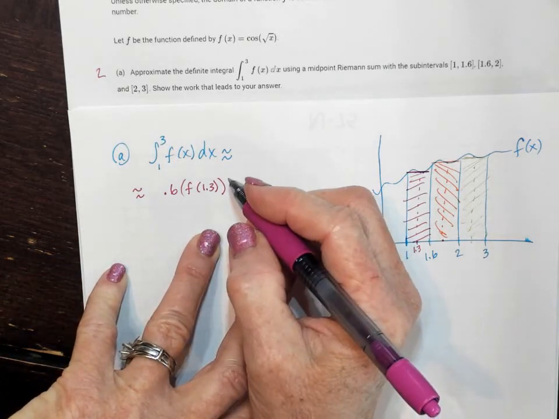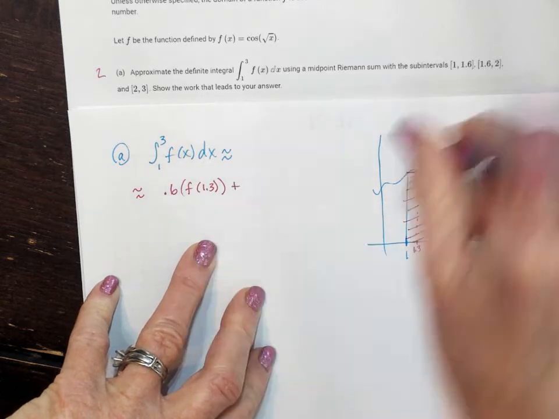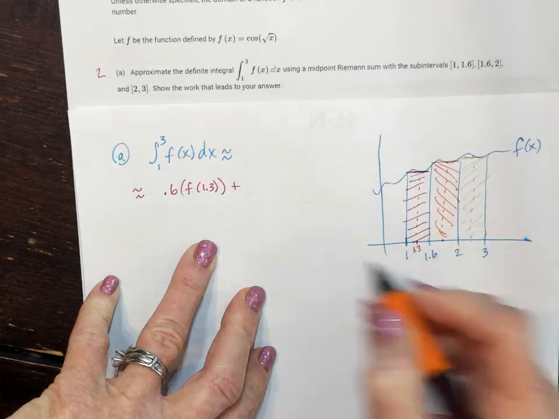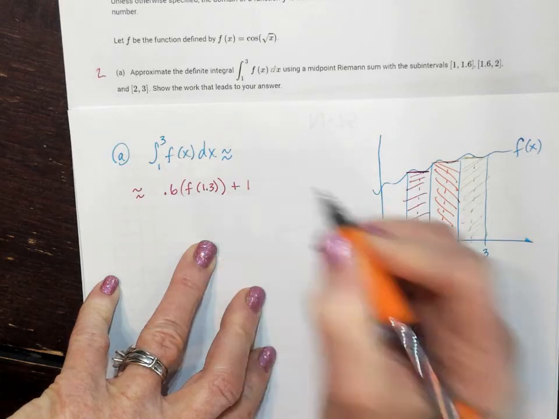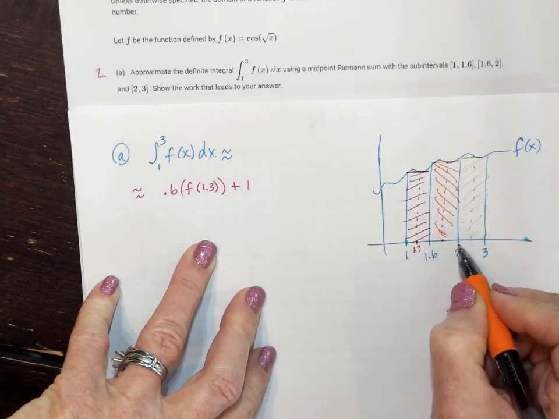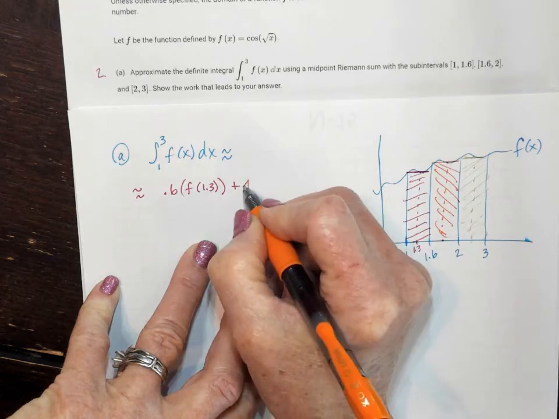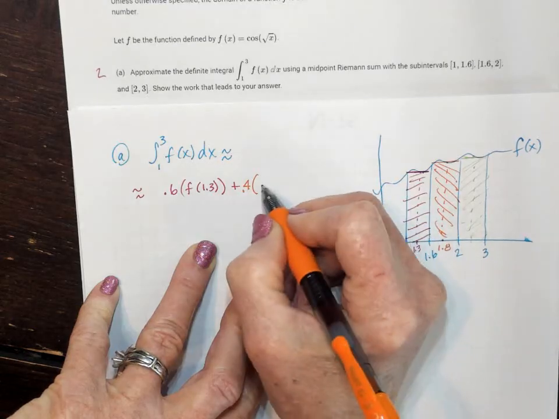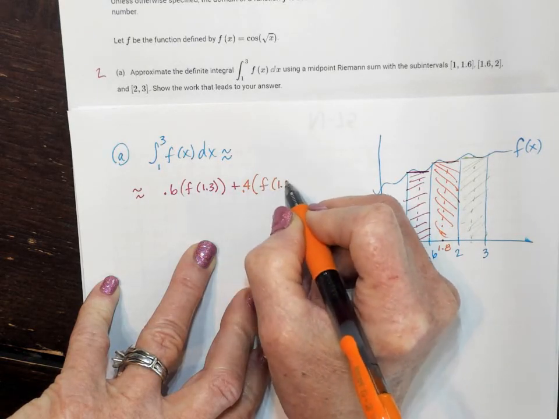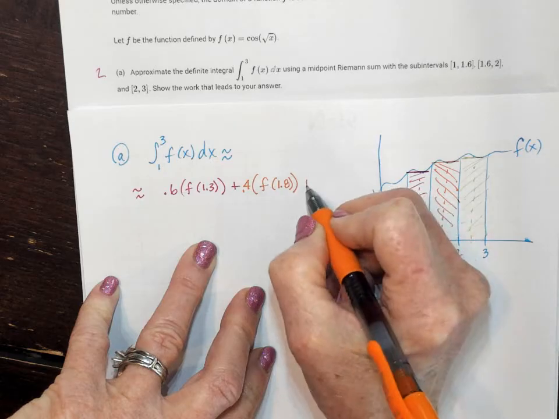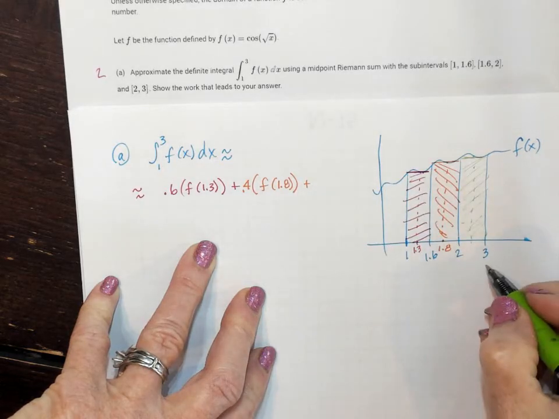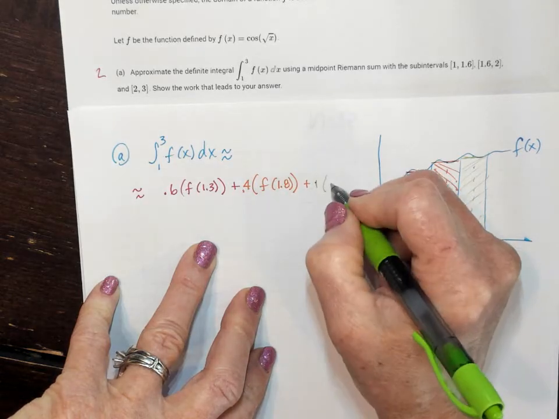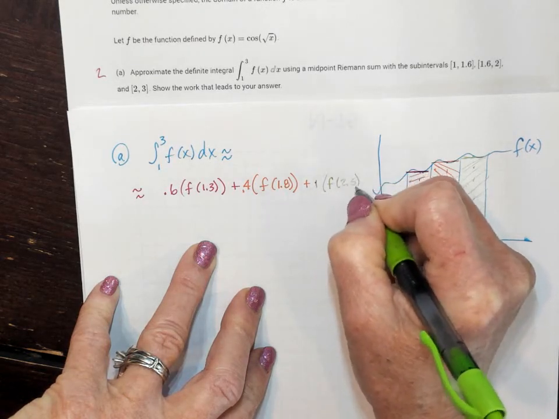Plus, second rectangle is going to be the middle between 1.6 and 2. That's 1.8. But how wide is this? It is 0.4 wide, and then the height is going to be where 1.8 is plugged in, plus, and then the third rectangle, it is 1 wide times what gets plugged in, 2.5, f of 2.5.